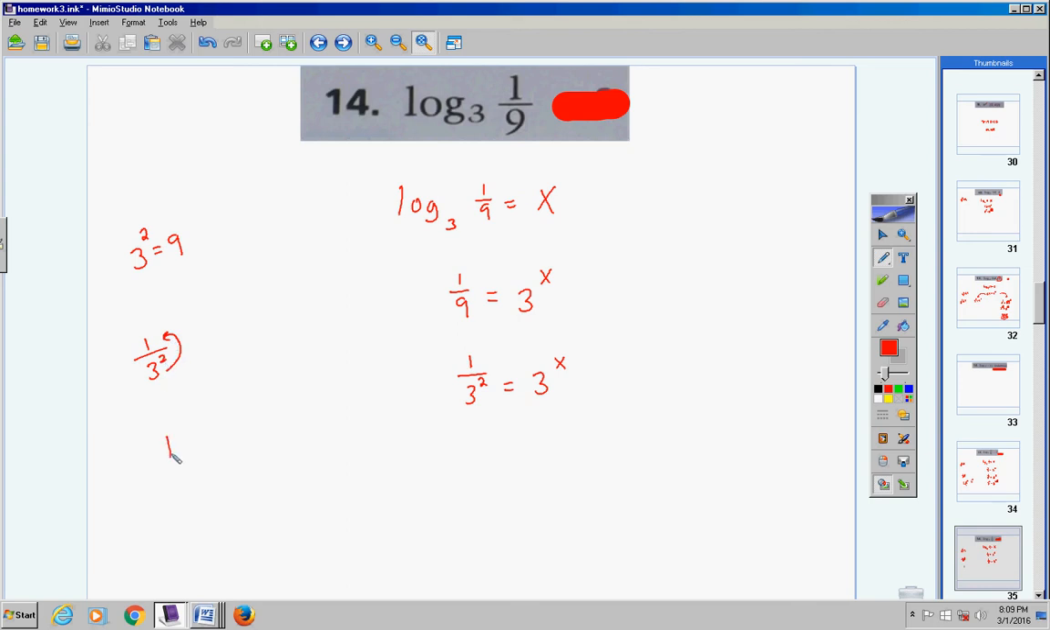So now I have 1 times 3 to the negative 2 all over 1. And of course you don't need these 1s, so I have 3 to the negative 2 equals 3 to the x. So your bases are the same. 3 to the negative 2 equals 3 to the negative 2. X has to be negative 2. On to 15.